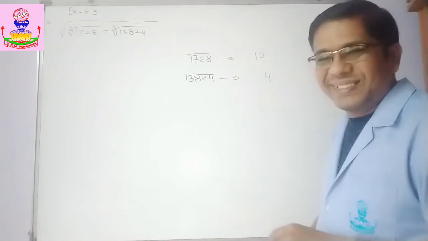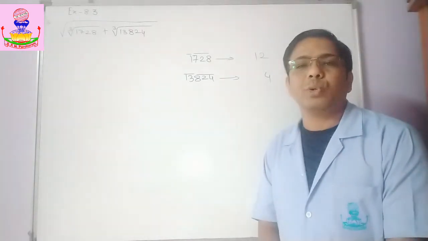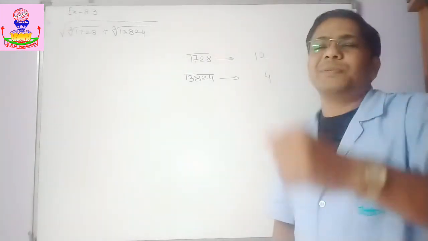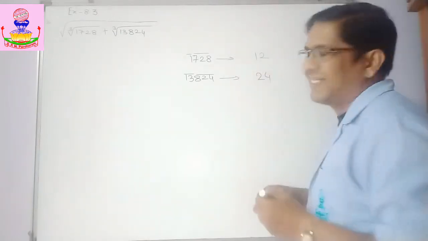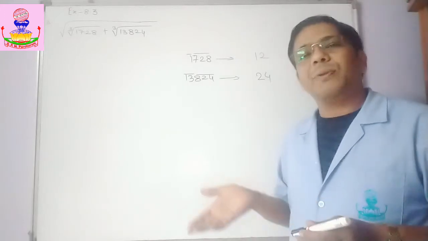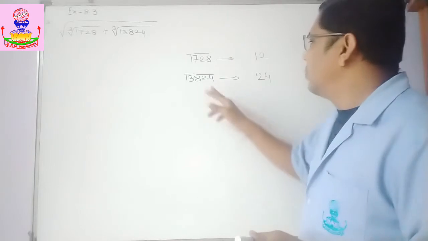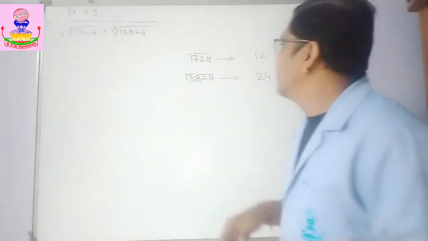Then 13. Nearest cube to 13, subtract it. 1 cube is 1, 2 cube is 8, 3 cube is 27. Which should I take? It is 2. 2 cube is 8, 3 cube is 27. Can I subtract 27? Not at all. So 8. And hence 2. So the cube root of 13,824 is 24.